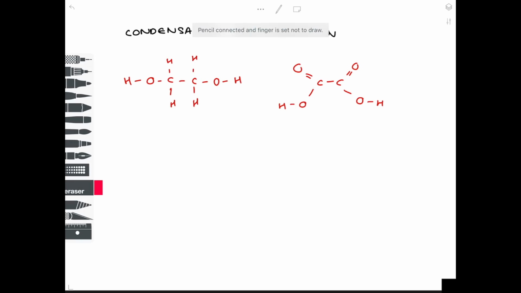Let's have a look at condensation polymerisation right now, which is probably the most difficult part of the spec. Because it's condensation polymerisation, that means that when these two monomers react, you're going to end up with the loss of a small molecule, which is water.